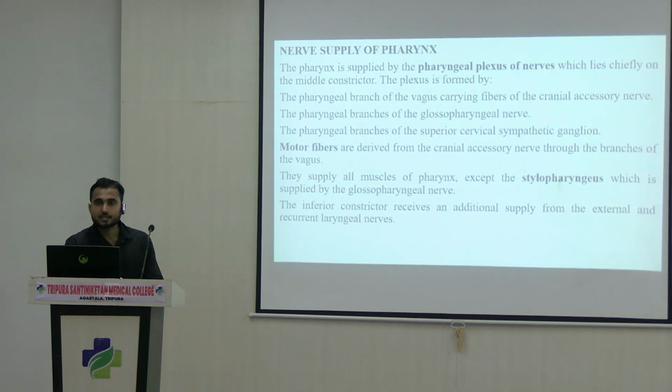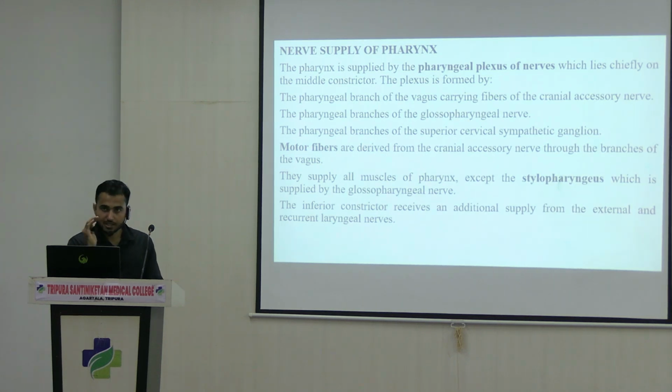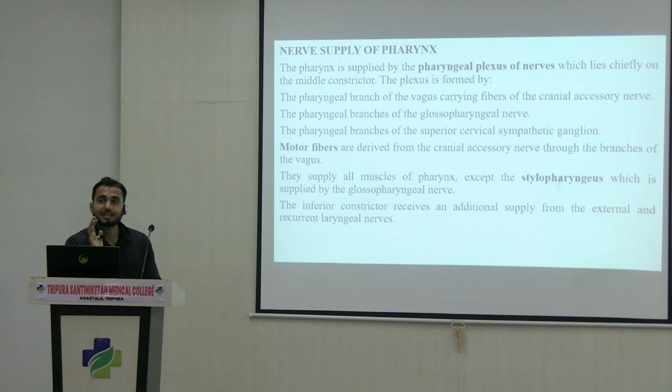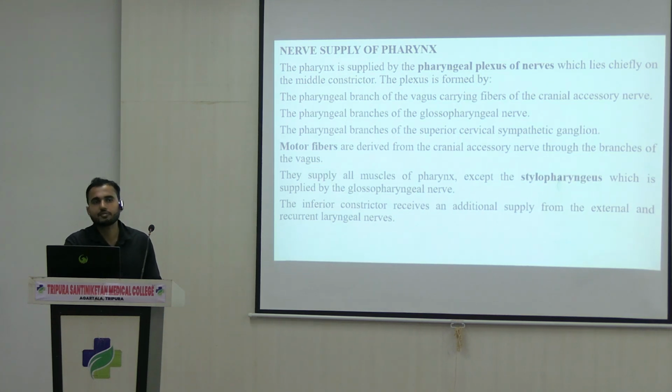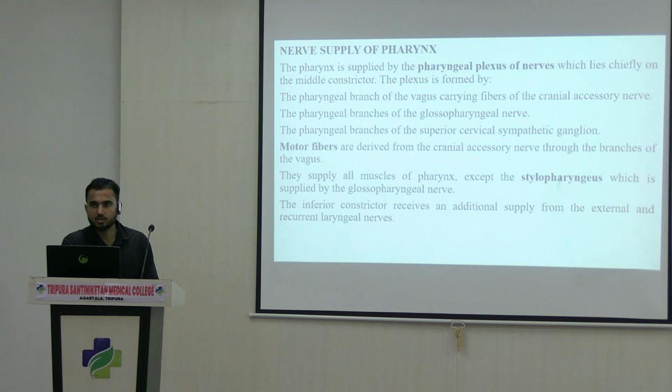Okay. Next, some additional nerve supply is also present for the inferior constrictor, that is from the internal laryngeal nerve, from the external laryngeal nerve and recurrent laryngeal nerve. Okay, external laryngeal nerve and recurrent laryngeal nerve. These are the additional, you can say, nerve supply which are provided to the inferior constrictor, because inferior constrictor का दो part होता है. One is thyropharyngeus, another one is cricopharyngeus.